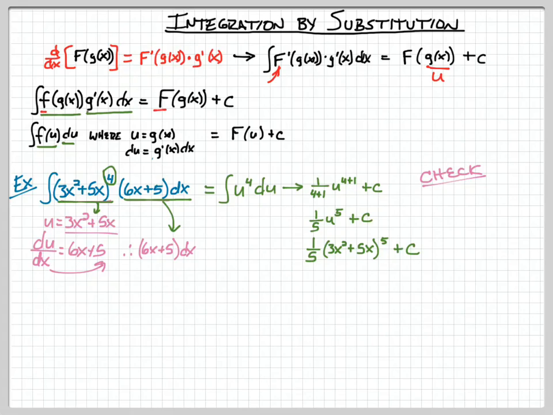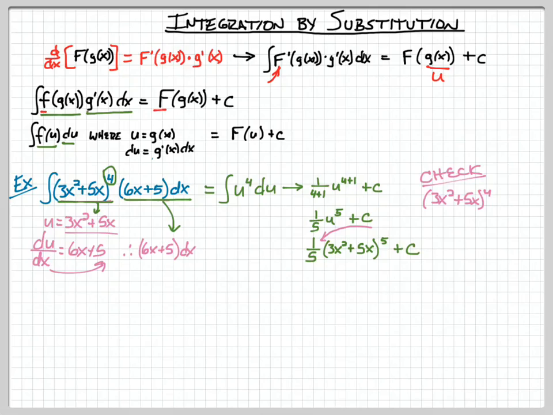Okay, so how can we check to make sure that this is correct? Did we do everything correct? Well, of course, just like up above, we can take the derivative of this function, and that should get us back to what we were taking the integral of. So we're going to move this 5 over, and that's going to cancel out, and we're left with (3x squared plus 5x) to the 4th power.